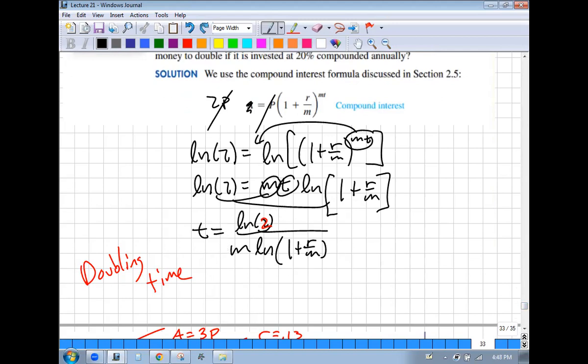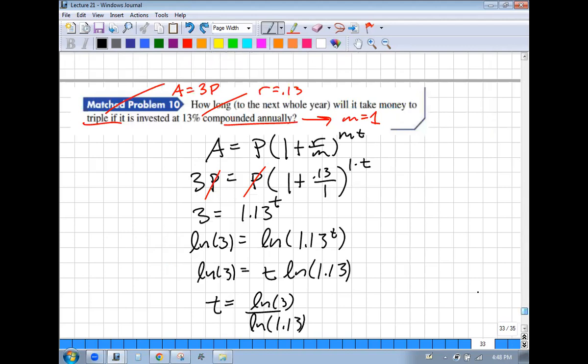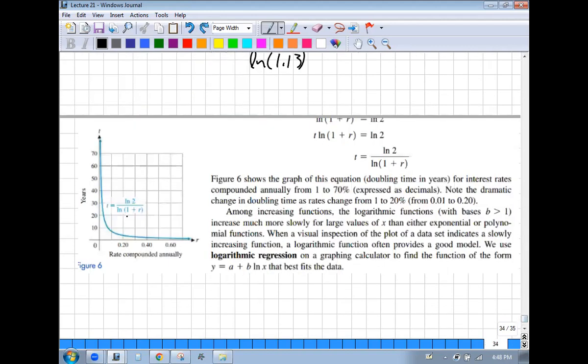I could just graph this. I could fix M and graph it based on R. If I let M be 1, I would just get natural log of 2 over natural log of 1 plus R. So if I use this as a function of R and graph it, you get this graph right here. So this is the doubling time based on the interest rate. How long would it take to double your money, depending on what the interest rate is? If the interest rate is the same, it's always the same amount of time. But if the interest rate changes, you get this thing.